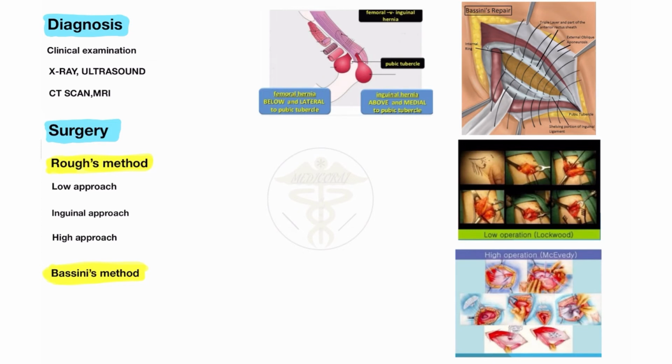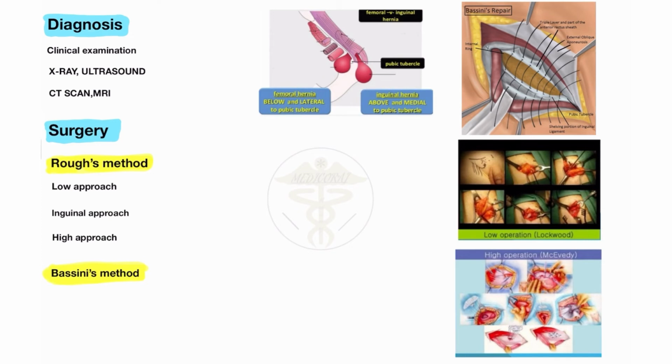In the femoral hernia, it is below and lateral to the pubic tubercle, and when it is an inguinal hernia, it is above and medial to the pubic tubercle. So this is the difference in the clinical examination of how you differentiate whether this is an inguinal or femoral hernia. Also, the inguinal hernia is above the inguinal line, but the femoral hernia is below this inguinal line.